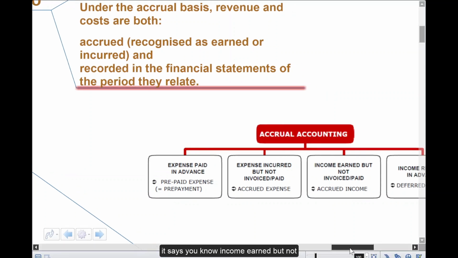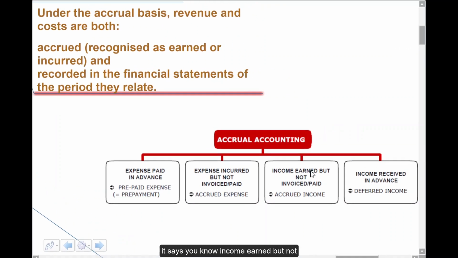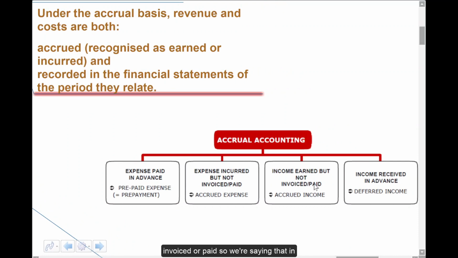What about the next area here? It says, income earned, but not invoiced or paid. So in effect we have what's called accrued income. In other words, we've earned some income, but we haven't actually raised a sales invoice and/or it hasn't been paid yet. That's what's referred to as accrued income. Again, each of these concepts, prepayment, accrued expense, accrued income, will be opened up in this mind map.